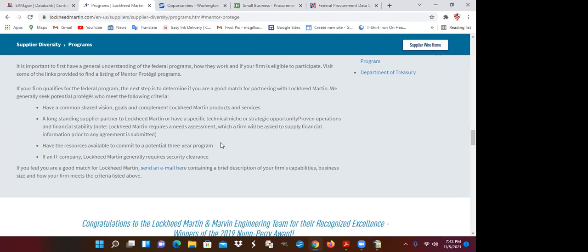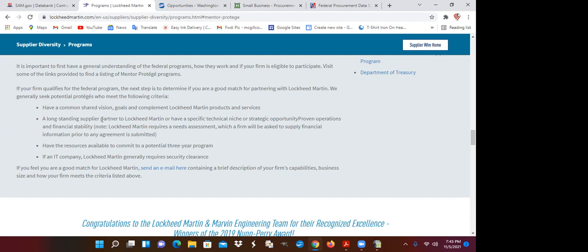And if you're a new business and this is a company or firm that you want to try to do business with, going in as a protege, then now you have the opportunity to position your company to provide some of these things that they're looking for. And they're saying have a common shared vision, goals, and complement Lockheed Martin products and services, which Lockheed Martin is into warfare and all that kind of stuff too. They got a lot of contracts with the Department of Defense, a lot of them with the Department of Treasury and the Department of Energy.